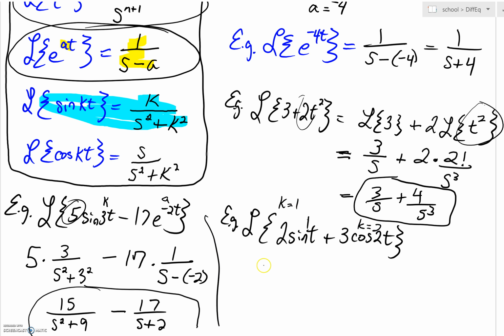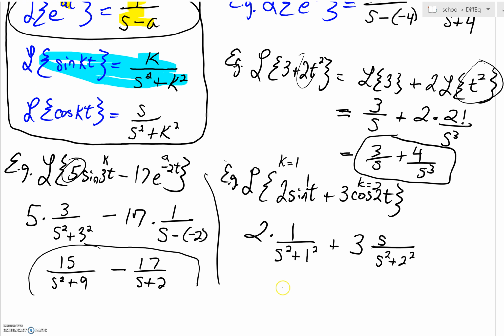So as I do this transform, I'll have my coefficient out in front. There's my 2. And the sine, if you look in that box, it's still highlighted in blue. I'm going to say, well, I should have 1. That's your k, right? All over s squared plus 1 squared. Here I'll have my 3. And the transform for cosine is the last thing in the box. We'll have s over s squared plus 2 squared.